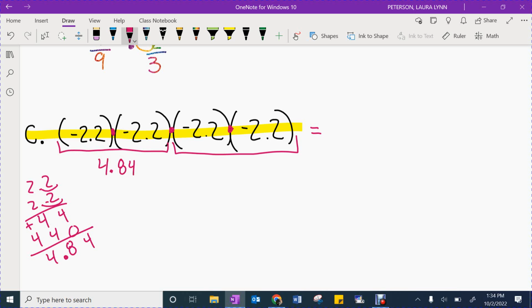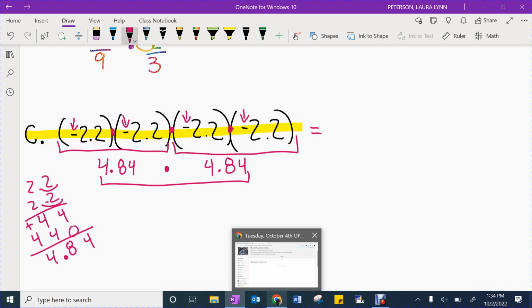But I was dealing with negatives, so I need to remember my rules. When multiplying, 2 negatives make a positive. So I have a positive 4.84 times my other set of numbers I'm multiplying, which is the exact same multiplication problem. So I've already done that work. So I know it's going to be 4.84 again. Both positives, because again, on that second set of multiplication, we had two negatives, which make a positive. And I'm going to do multiplication here.